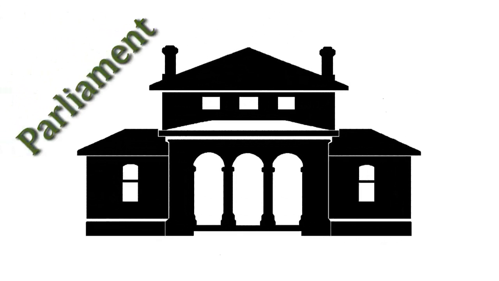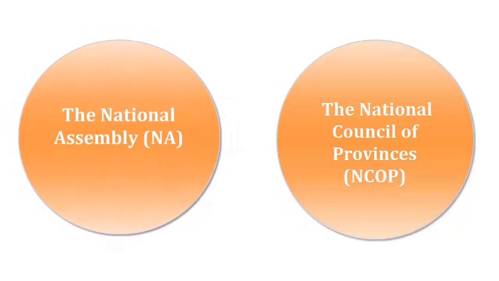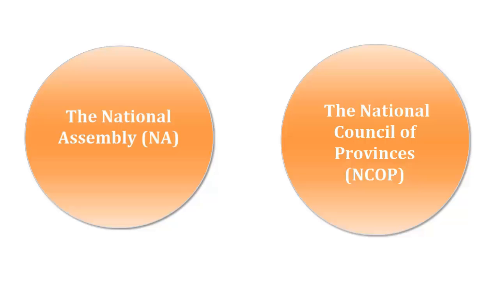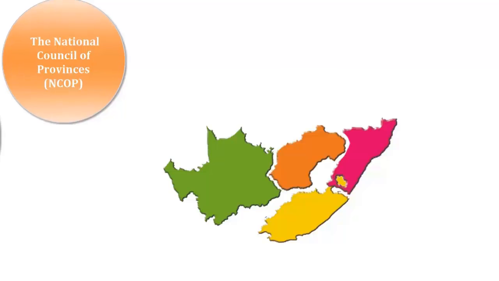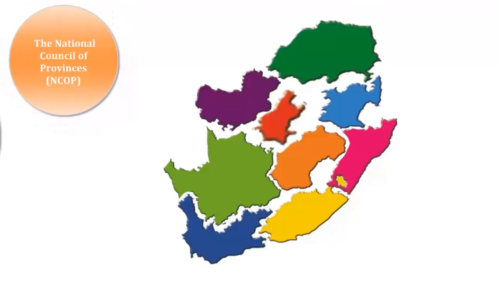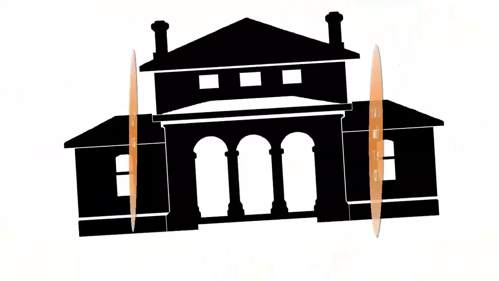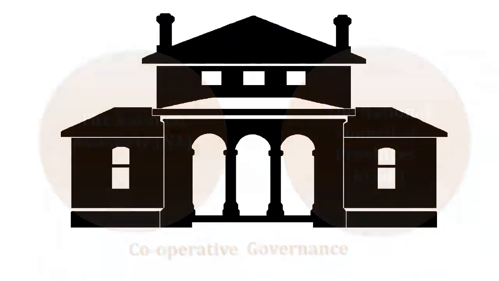In South Africa, Parliament is the national legislature. Parliament consists of what we call two houses, the National Assembly, NA, and the National Council of Provinces, NCOP. The National Council of Provinces is made up of provincial legislatures from each of the 9 provinces of South Africa. Hence, together, both the NA and the NCOP, making up Parliament, function independently and cooperatively within the framework provided by the Constitution, Section 3, that speaks about cooperative governance.